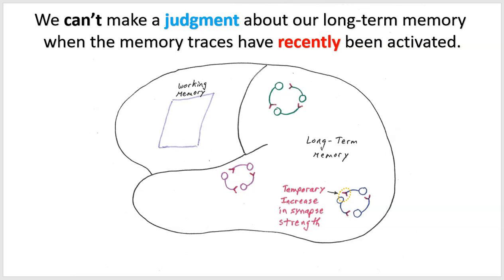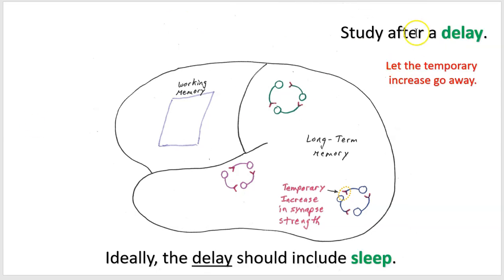So what do we do then? How are we supposed to test the strength of our memory traces in a dormant state? Well, we have to study after a delay. We've got to let the temporary increase go away. Ideally, the delay should include sleep. See, so when we study each day, we are creating long delays, and that guarantees that when we study the next time and try to retrieve information, we're working with dormant cortical memory traces.